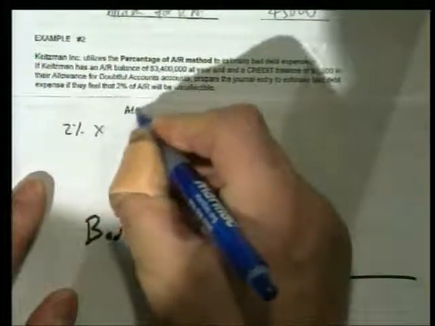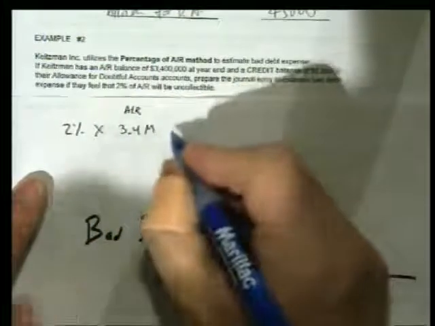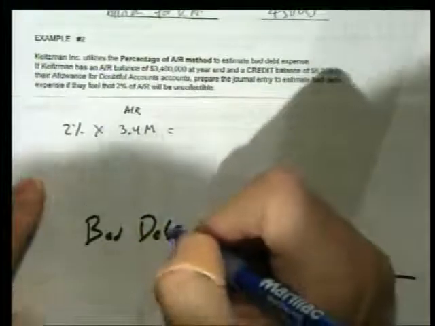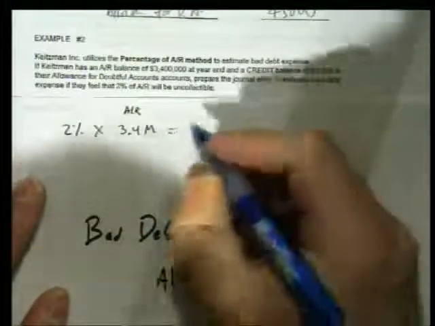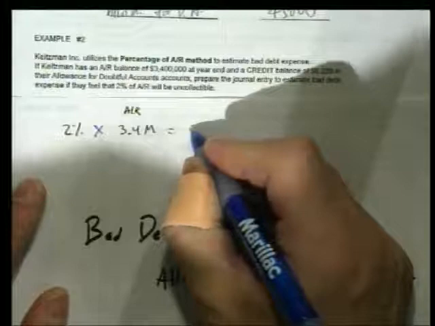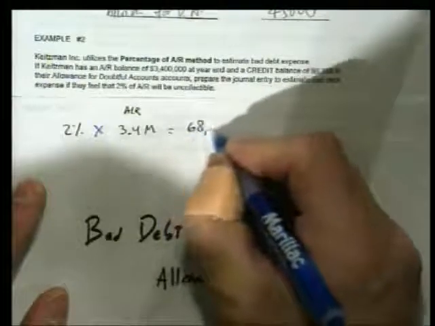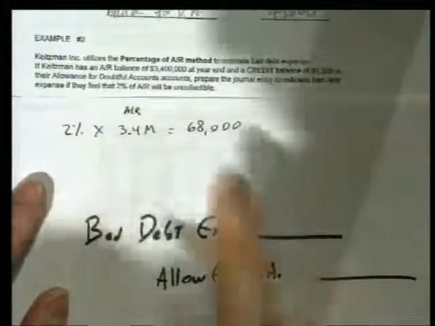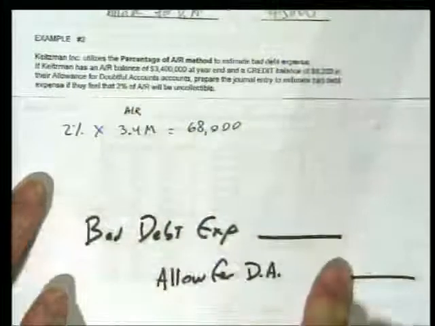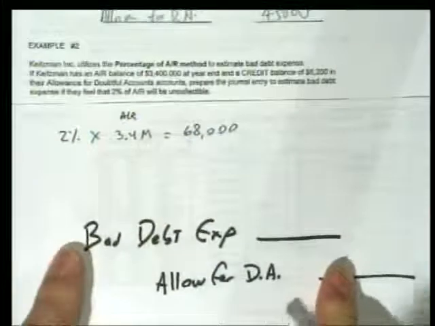They want 2% times the AR amount of how much is AR? $3.4 million. What is 2% times $3.4 million? 68,000. Now, is that the amount that goes in the blank? No, no, no, it is not.